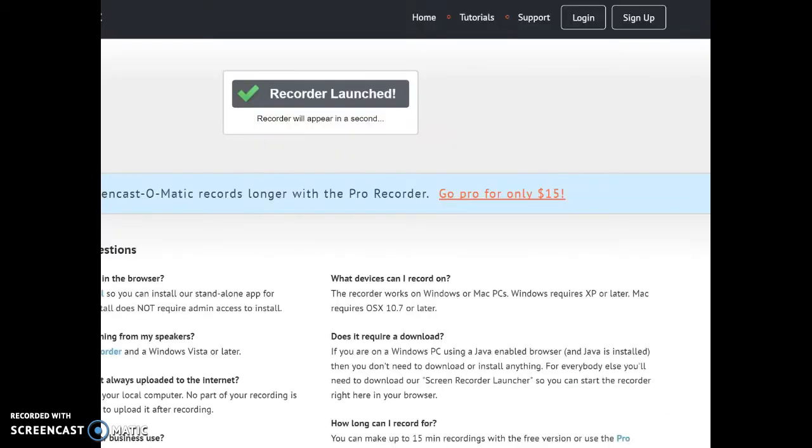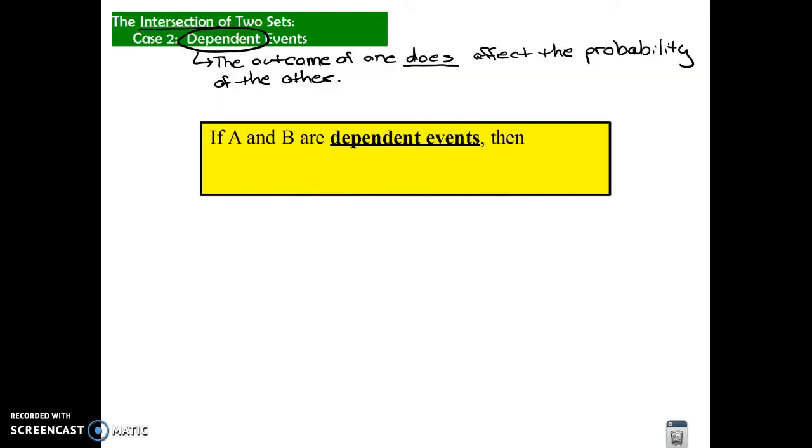So here what we say is that the probability of A and B, the intersection, is equal to the probability of the first event. You account for that one, and then you multiply by the probability that the second occurs given that the first has occurred. So this is the change right here. It's still multiplication, but you take into account the impact that the first event had on the second.